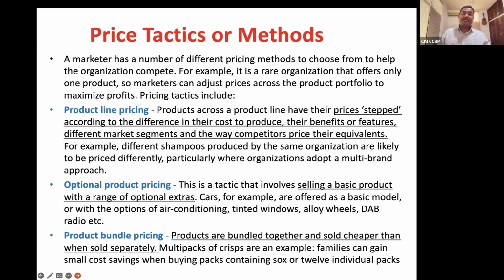Product bundle pricing. You can see this happening a lot in supermarkets, guys. Products are bundled together and sold cheaper than when sold separately. So if you buy a toothpaste and a toothbrush, you will get a special price. You can also bundle confectionaries. A Kit Kat chocolate can be bundled with something else, a Nestle Polo, because they are from Nestle. So if you bundle it, you get a better price than buying it individually. That is called product bundling.